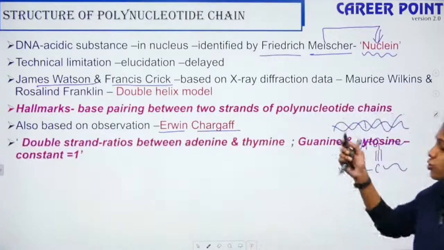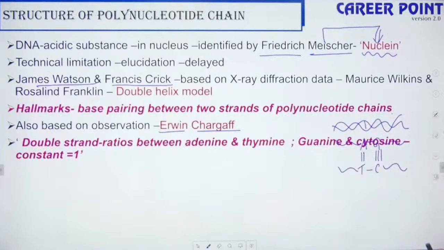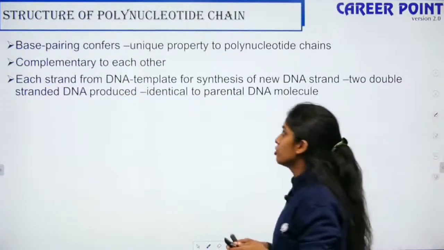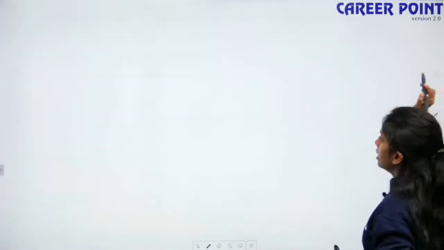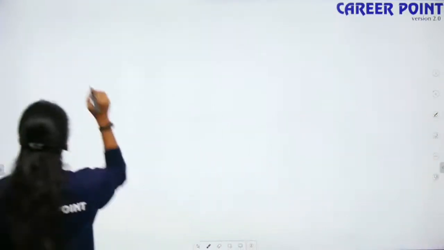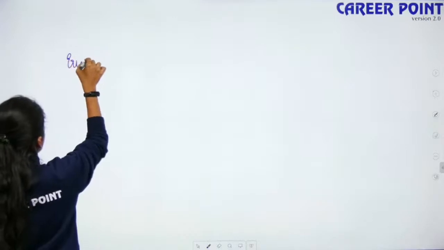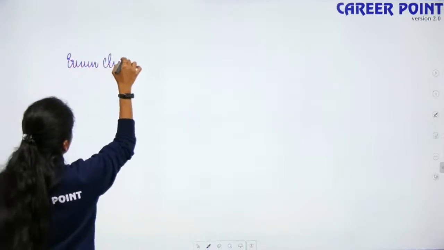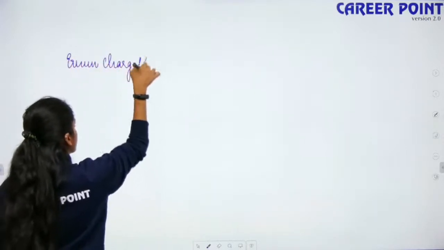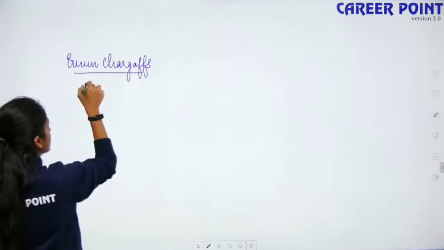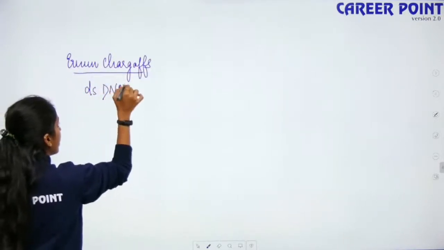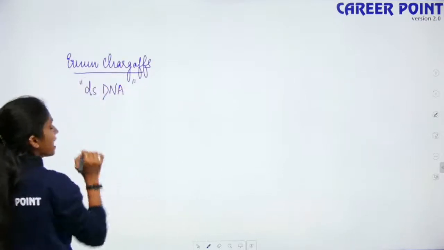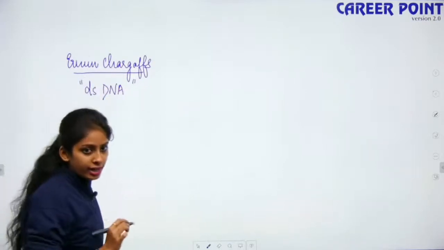Yes, so this was also based on Erwin Chargaff's observation. So what was Erwin Chargaff's observation? So here we go. Here we'll talk about Erwin Chargaff's observation. This is a very important observation. His observation is valid only for double-stranded DNA. It is not valid for single-stranded DNA or for RNA.